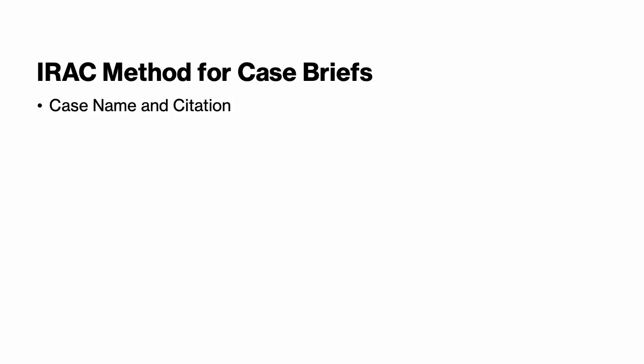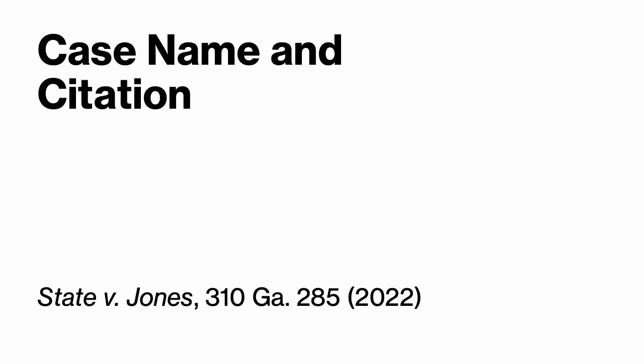We're going to start with the case name and citation. So case name and citation is going to look like State v. Jones in italics, comma, 310 Ga. 285, and then 2022 in parentheses, okay? Please make sure that you start getting used to this, because this is what we're going to use.